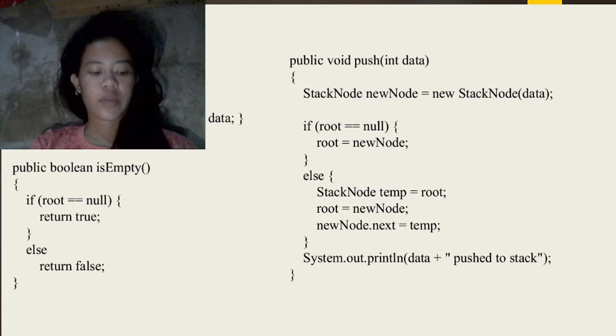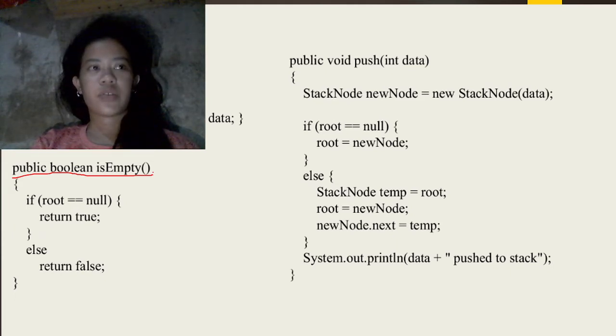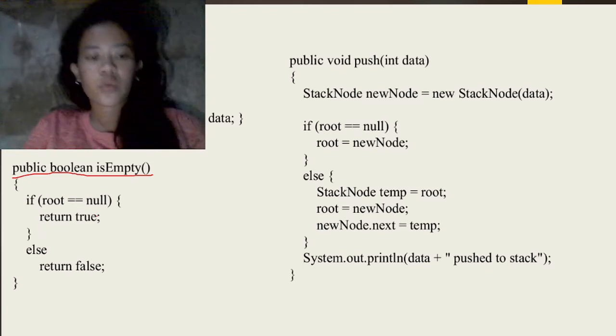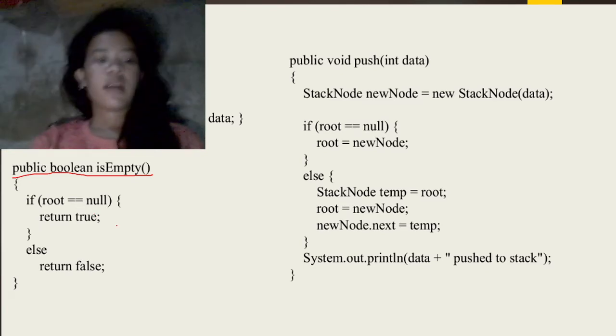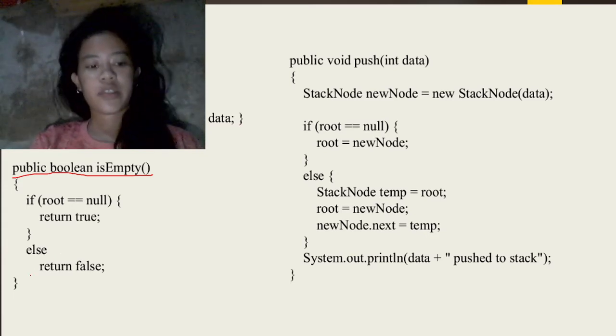And then next we have StackNode(int data), where this.data equals data. It is a constructor, a special method, that initializes the data. It is used to access the data here that we are going to store. Next we have public boolean isEmpty. When we say boolean, it is answerable by true or false. So here we have the condition: if root is equal to null, it will return true, else it will return false.